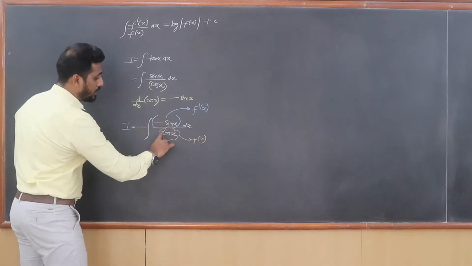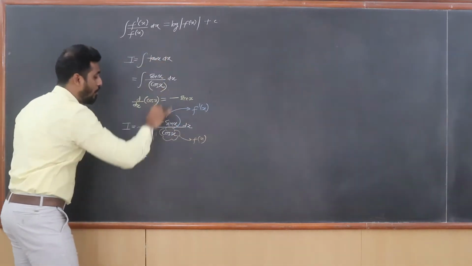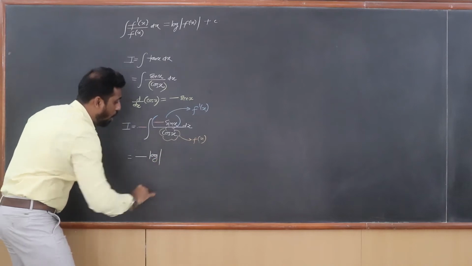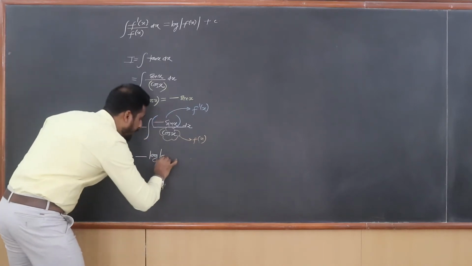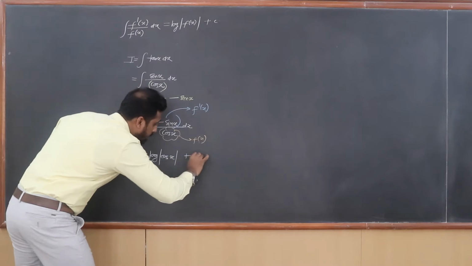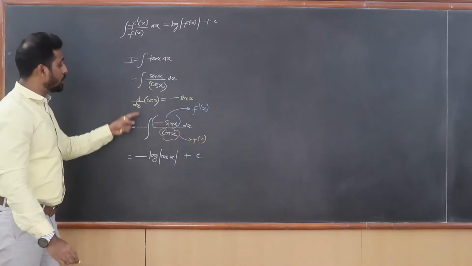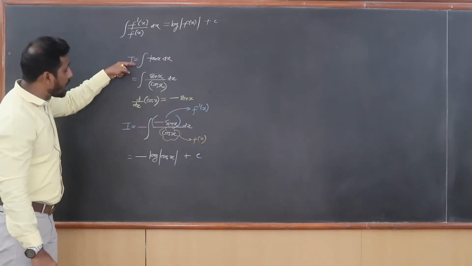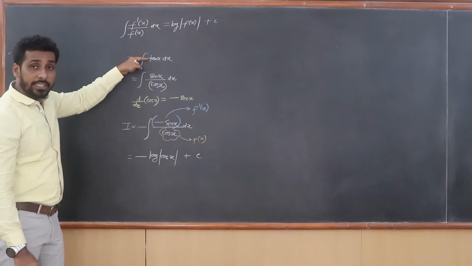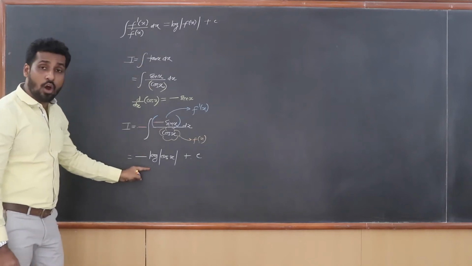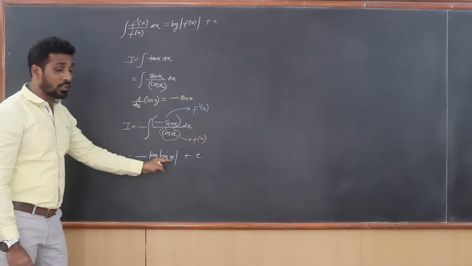This is f1 of x, this is f of x, and the answer is log of f of x. I write log of, what's f of x? It's cos x. So I write cos x and plus c. Isn't it? So that's the answer of integration of tan x. Students, that's the answer of I, which was integration of tan x, and the answer came what? Minus log of cos x plus c.